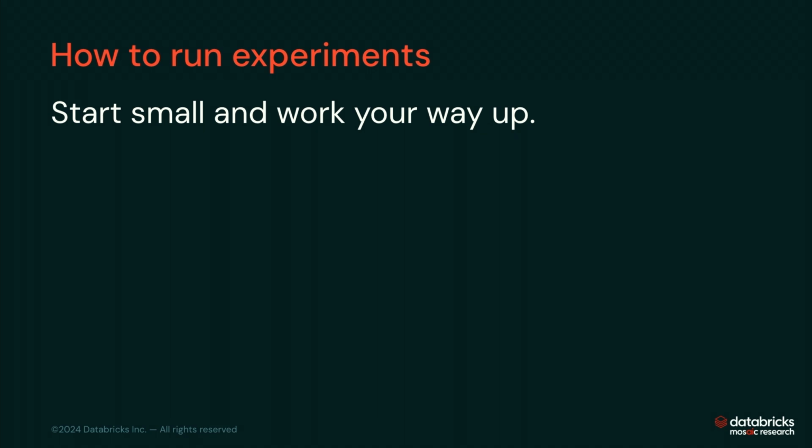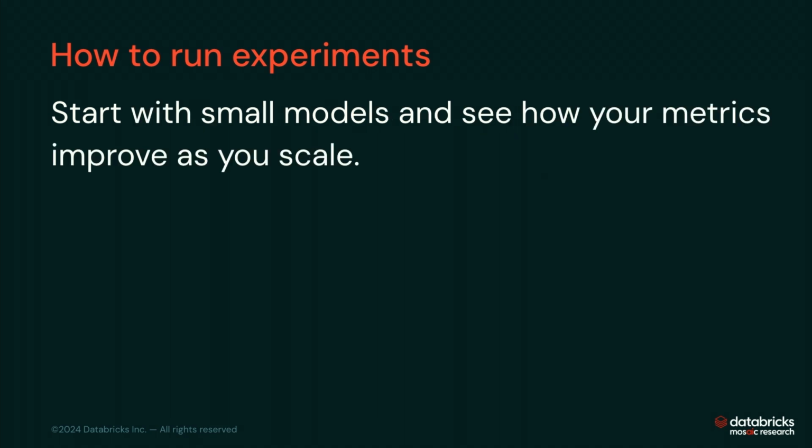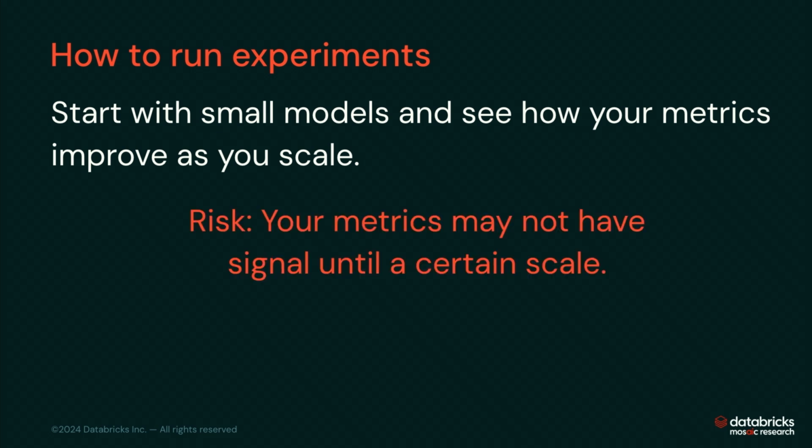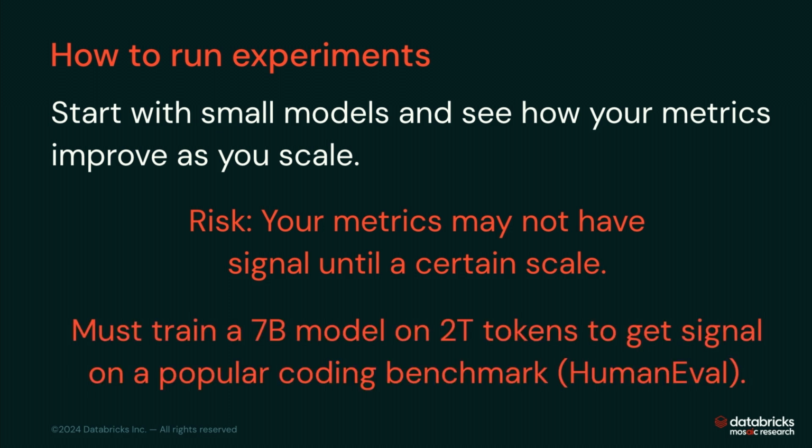So how to run those experiments: start small and work your way up. What that means in practice is start with small models and see how your metrics improve as you scale. Now, there are risks here. Some of your metrics may not even have signal until you reach a certain scale. This is one mistake I see a lot in the literature. If you wanted to get signal on a popular coding benchmark called HumanEval, you literally need to train Llama 2 7B. You need to train a 7 billion parameter model on 2 trillion tokens. You train anything smaller than that, you're in the noise. And there are papers out there that train things smaller than that and look at this benchmark, and they're comparing noise to noise. It's a big risk factor.